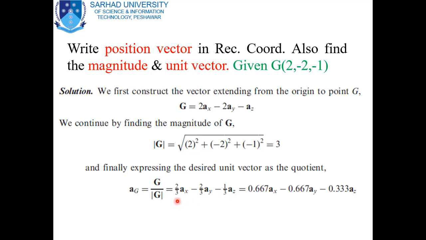So we divide each component of vector g by its magnitude, and thus our unit vector will be equal to 0.667 ax - 0.667 ay - 0.33 az. So we have three components of a unit vector along g.